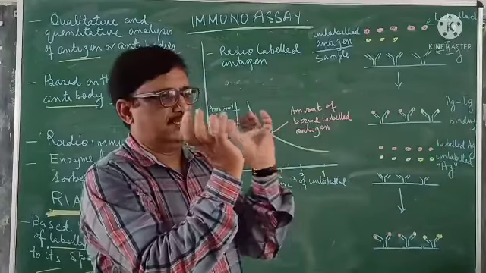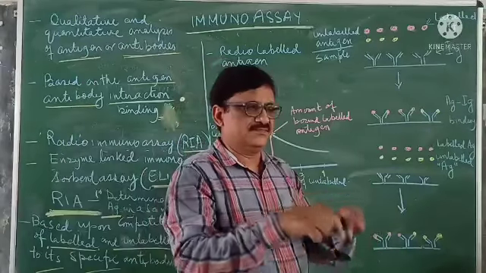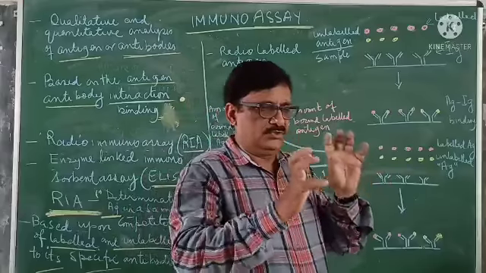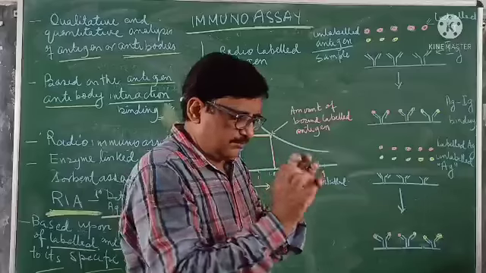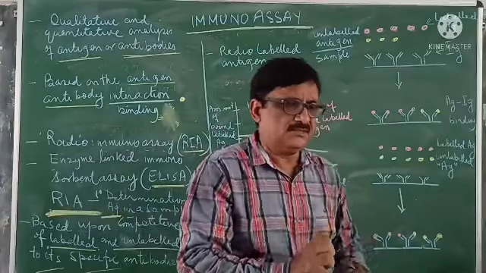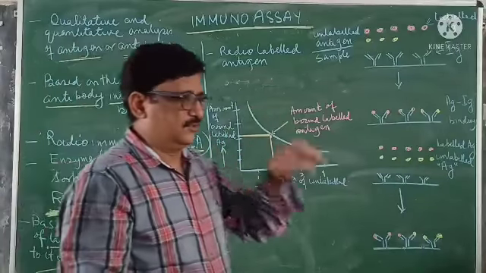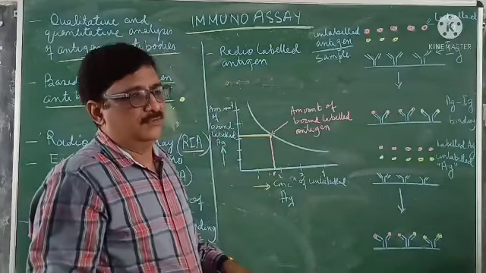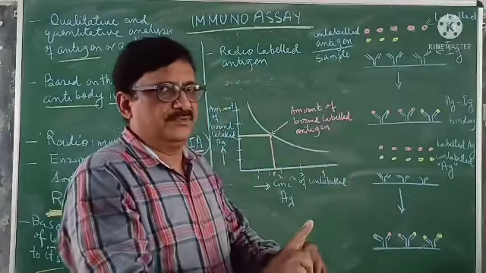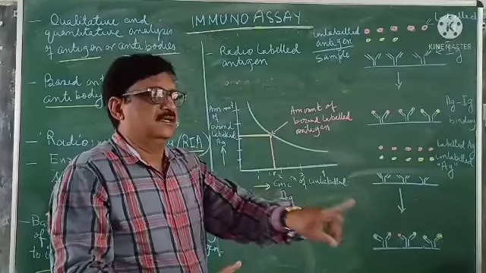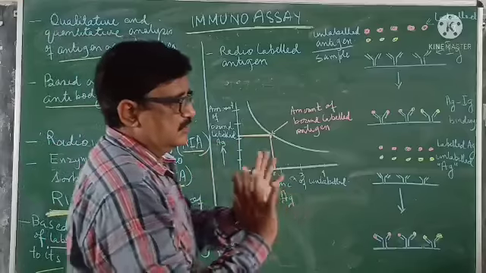If these two antigens are added to their specific antibodies, the antigens of both these groups will compete with each other for binding to those antibodies. That means both of them will try to bind themselves to their specific antibody. That means they will compete with each other for binding to their specific antibodies. So this is the basis of the analysis.